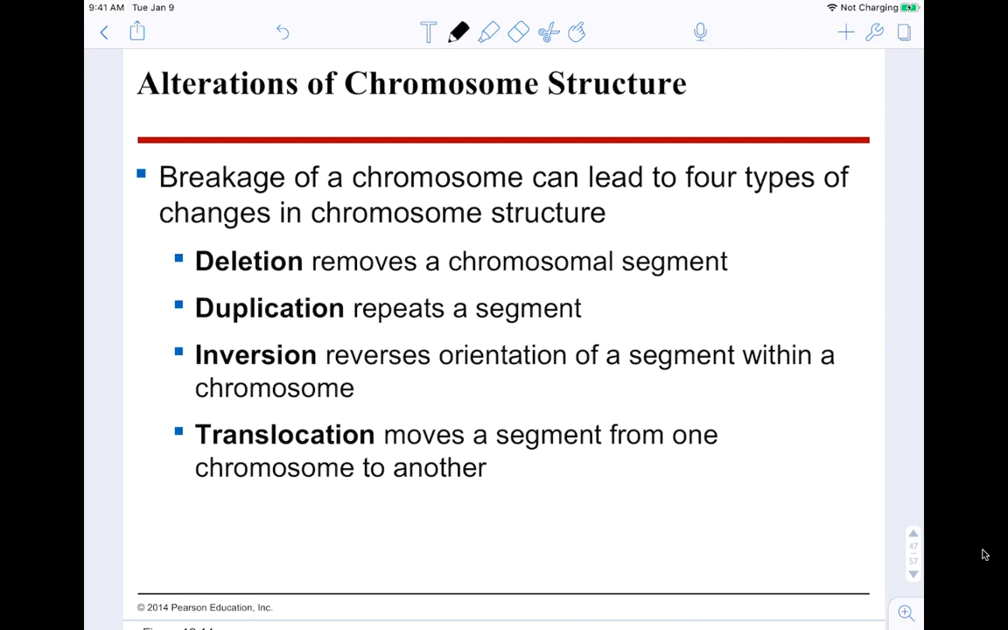So you can have deletions. It's exactly what it sounds like. You're deleting a section of the chromosome. Duplications, you are duplicating a section. You are doubling it, making a copy of it. Inversions reverse the orientation of a segment of the chromosome. And translocation is going to move a segment from one chromosome to another.